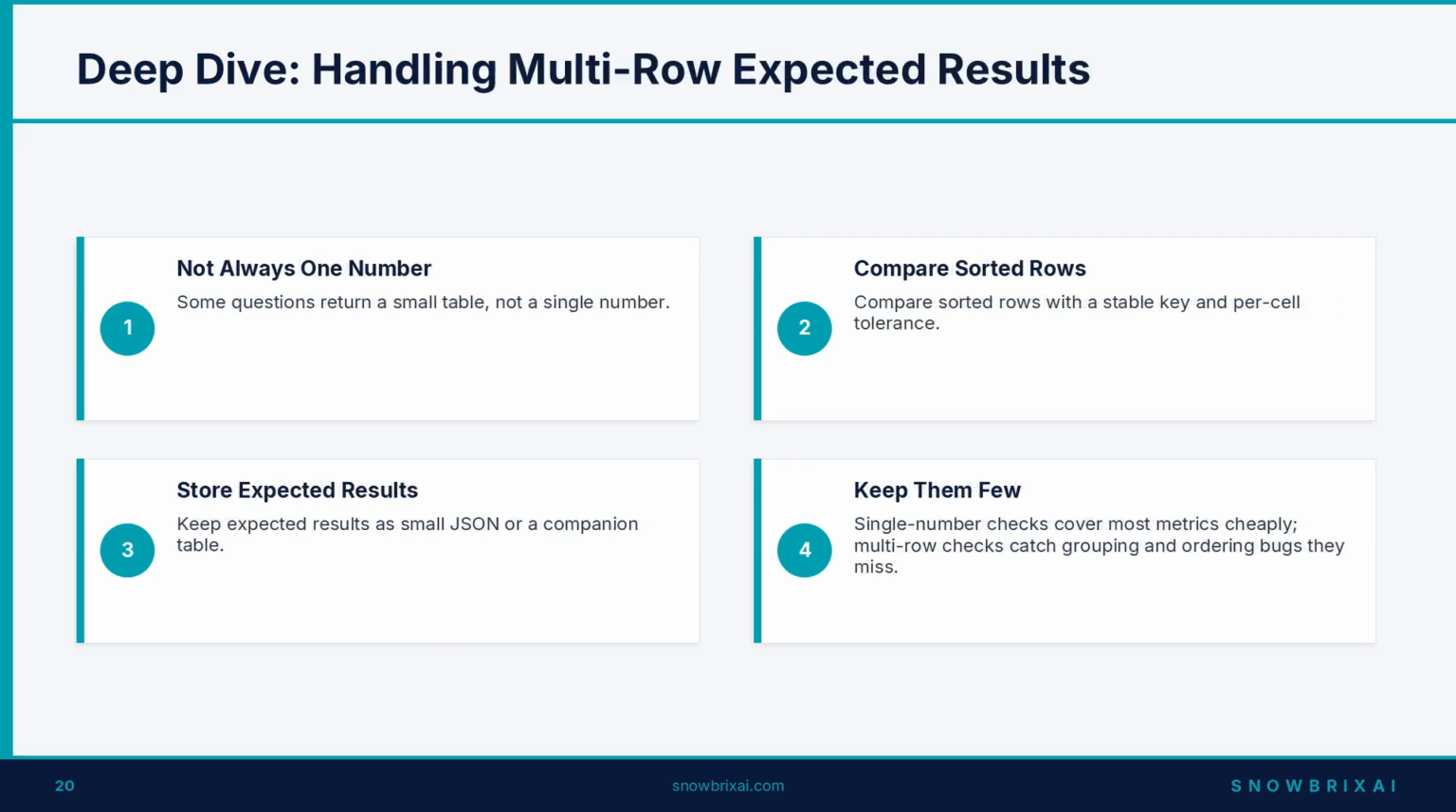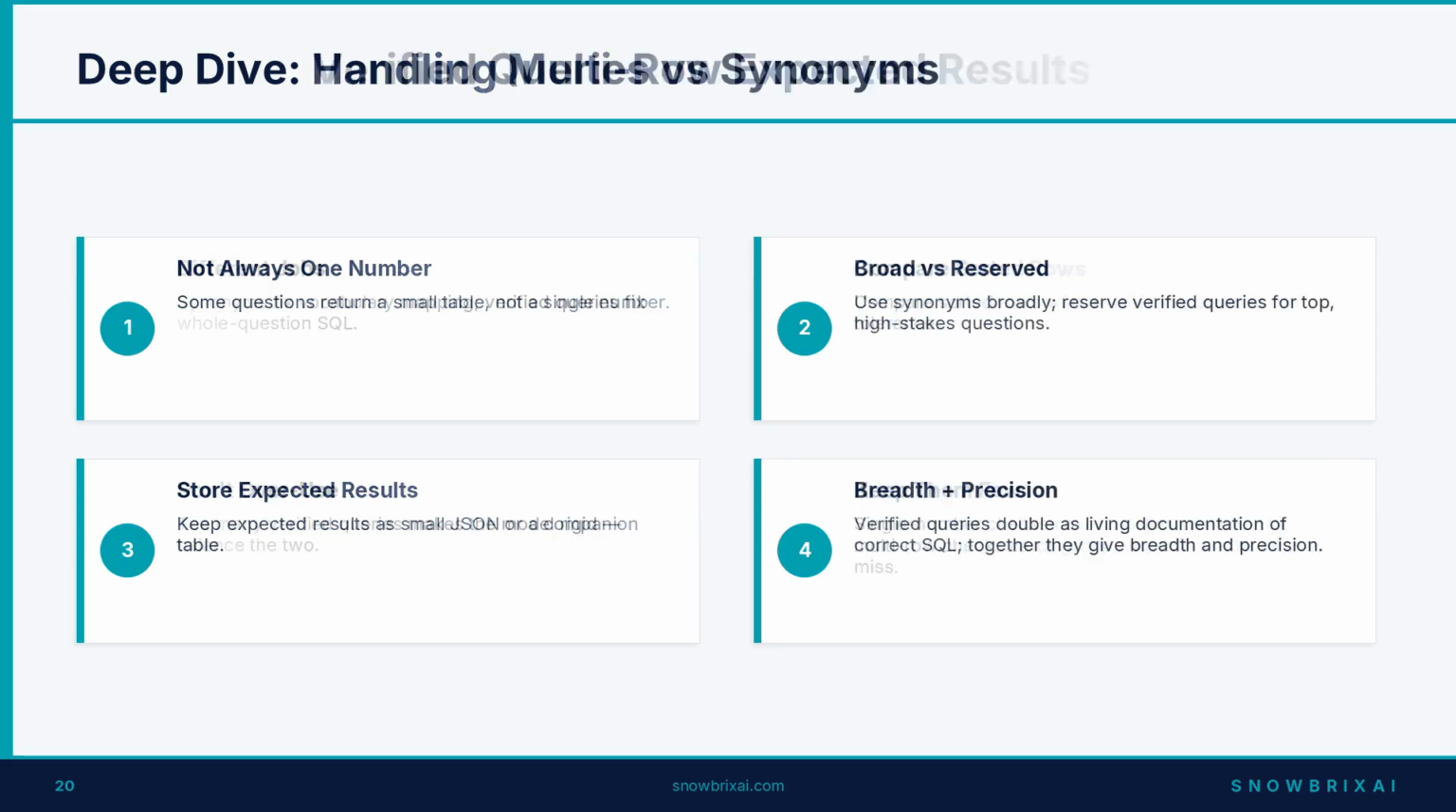Next, multi-row results. Not every question returns one number, some return a small table. So compare the sorted rows with a stable key and a per-column tolerance. Store the expected result as a small piece of JSON or a companion table. Single number checks cover most metrics cheaply, but a handful of multi-row checks catch the grouping and ordering bugs that a single number would miss.